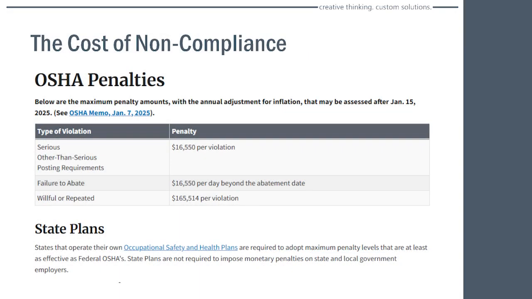According to the website, they have updated the cost of noncompliance. Serious violation, they could charge you up to $16,550 per violation as of 2025. They don't always do that. And Ronnie has been talking to some of the guys at the local OSHA office, and he can probably offer a little more insight to that after the class if you have a question.